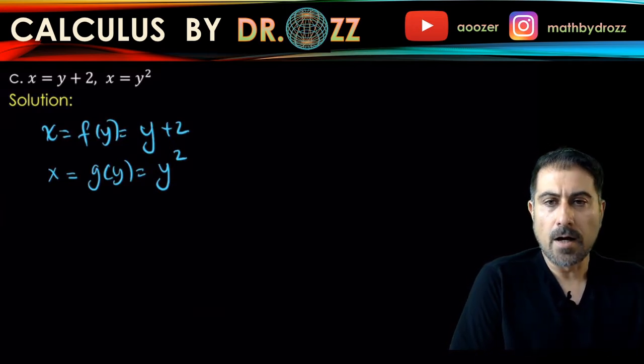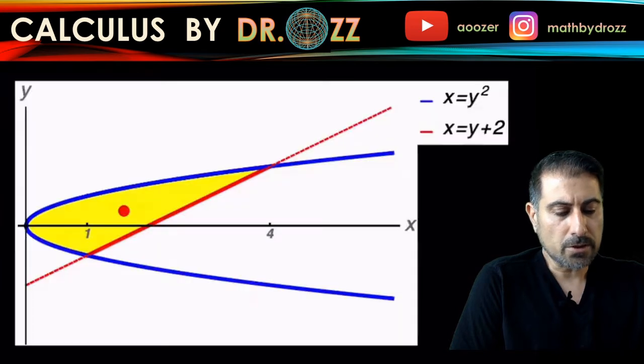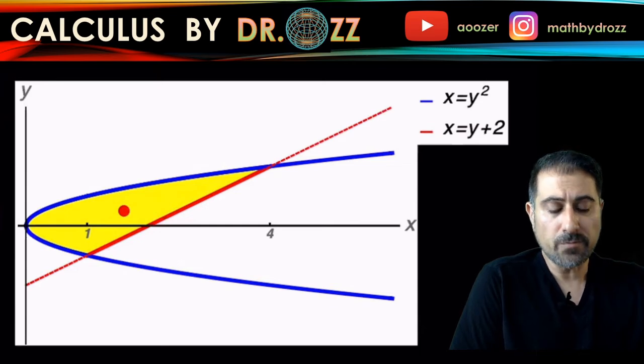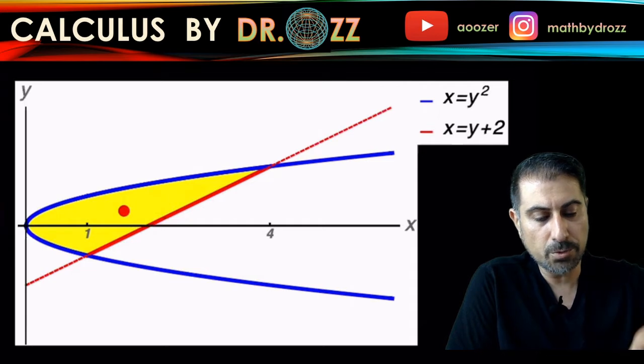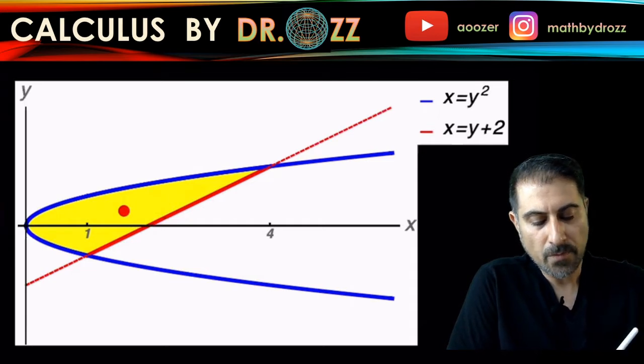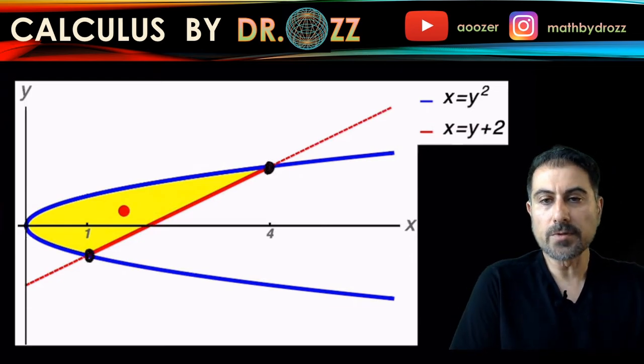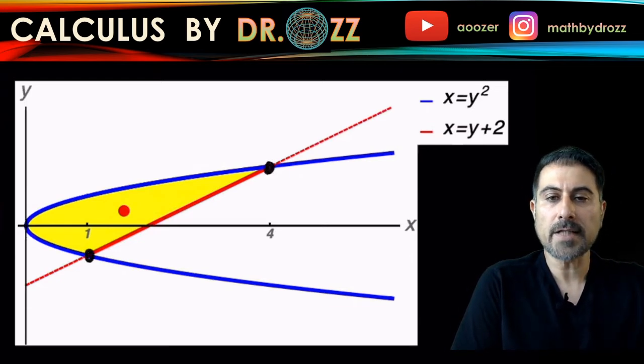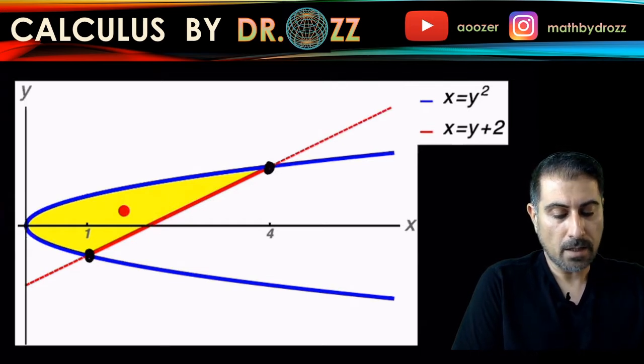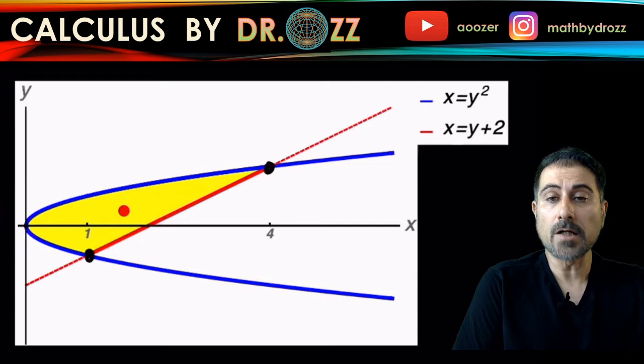I have the visual here. These two graphs, one is a parabola, the other one is a line. The red one is a line, the blue one is the curve. They do intersect at 2 points. In fact, the region mentioned in the problem is the yellow region, and we're supposed to find the center of mass of the planar lamina having that kind of region or surface.